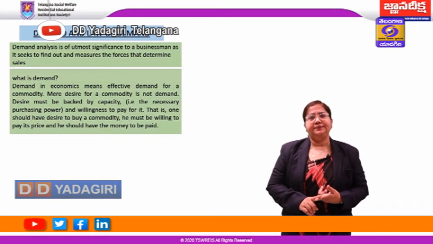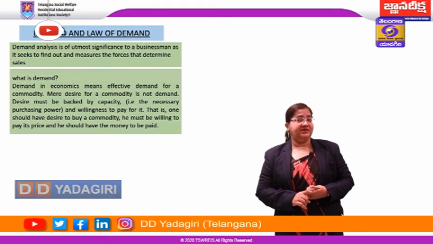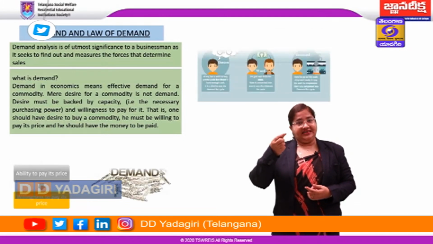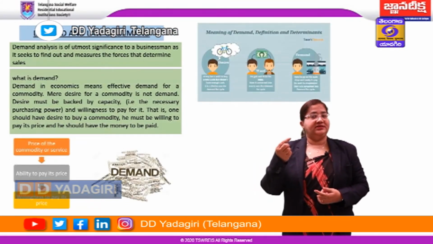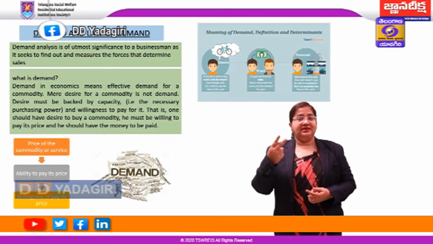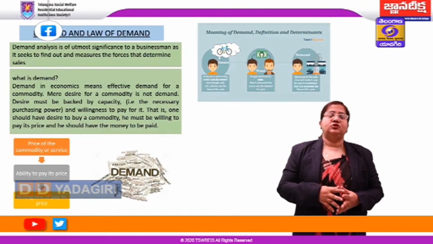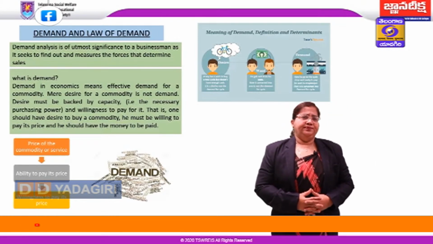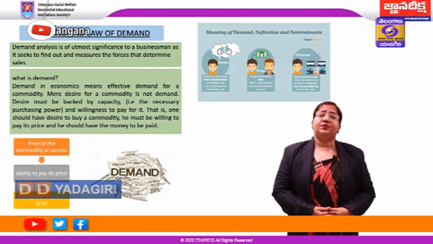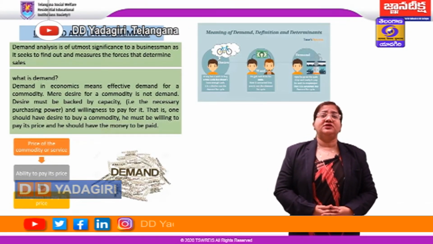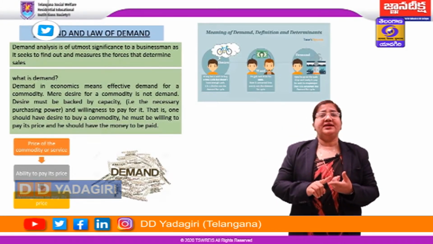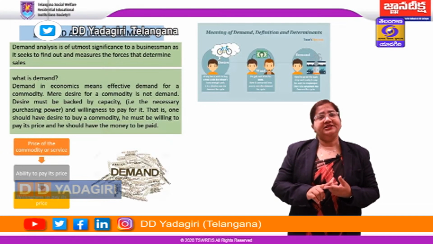So what we learned here, the meaning of demand in economics means three conditions. What are those three conditions? A desire for the commodity or service, second one is ability to pay the price, third one is willingness to pay its price. Example I'll give you, a person may have a desire for a motor car, which does not constitute demand, right? Why? Because he is not fulfilling other two conditions, that is ability to pay its price and willingness to pay its price.